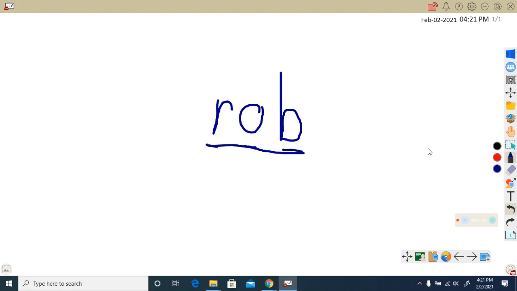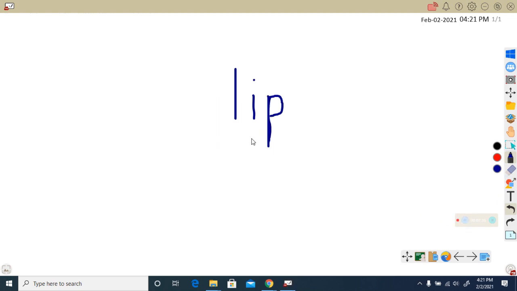Lob. The man tried to rob the piggy bank. Let's look at another one. Let's look at this one. Lip. I had to wipe milk from my lip.